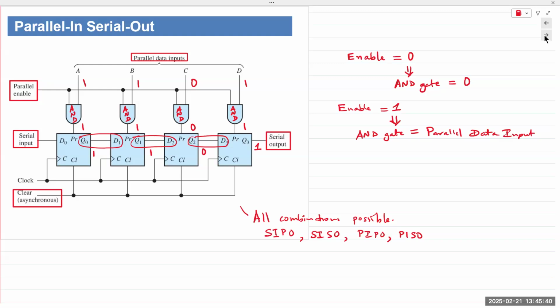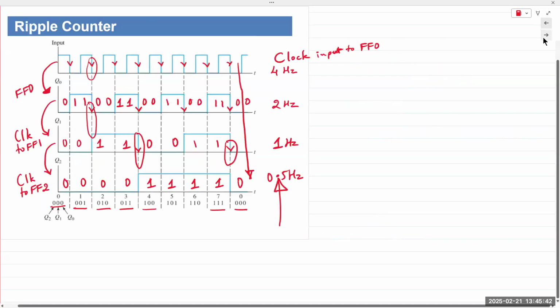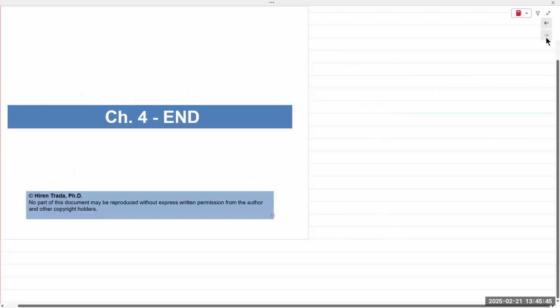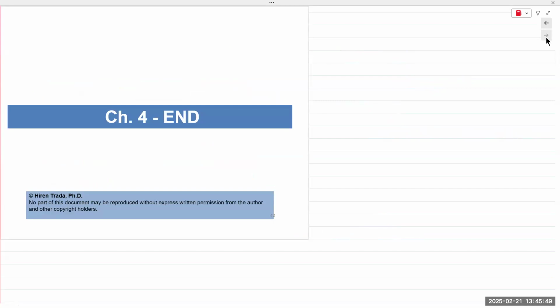Okay, so that is the end of chapter 4. Chapter 5 is pretty much an overview of microcontrollers, microprocessors, basically computing systems. As I said, we were far ahead of schedule.